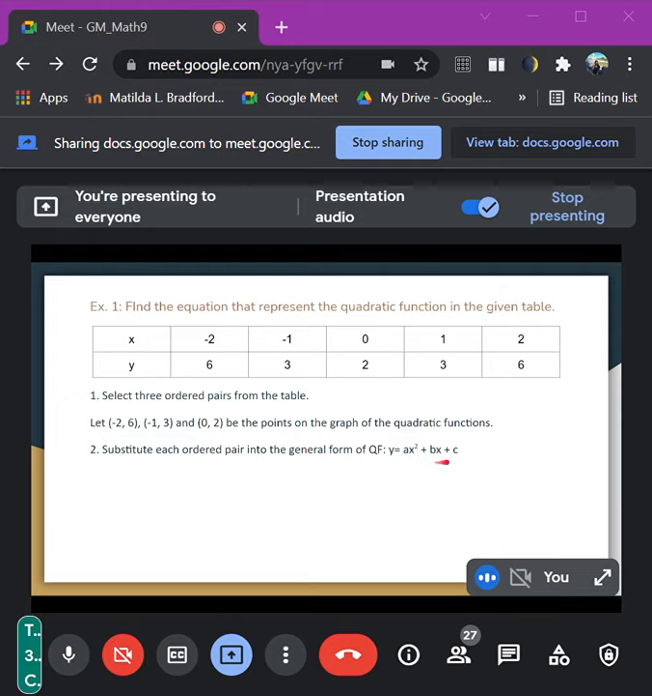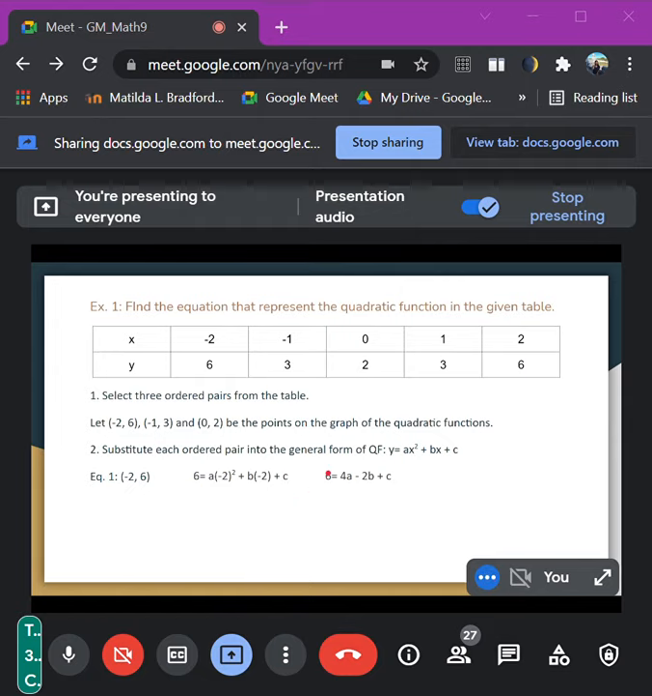So, as you can see here, y is 6, and that is equal to a times x squared, where x is negative 2. So, quantity negative 2 squared, plus b, and x again is negative 2, quantity negative 2, and then plus c. So I substituted negative 2, 6 into the general form. And then you're just going to simplify.